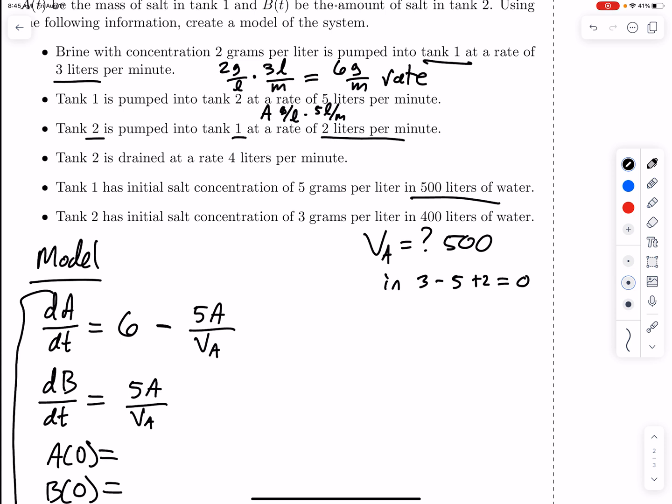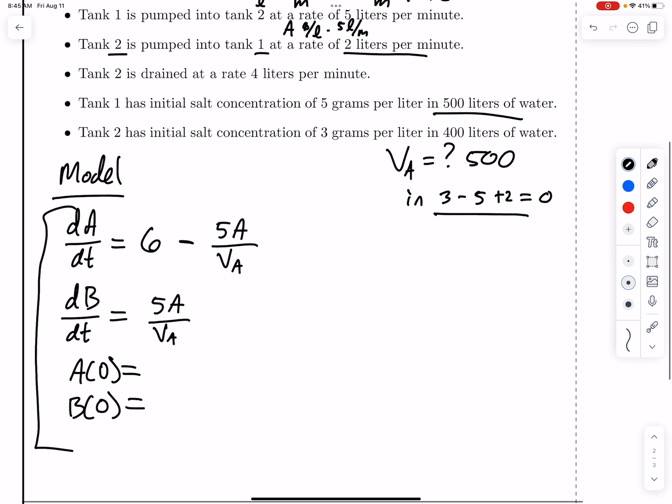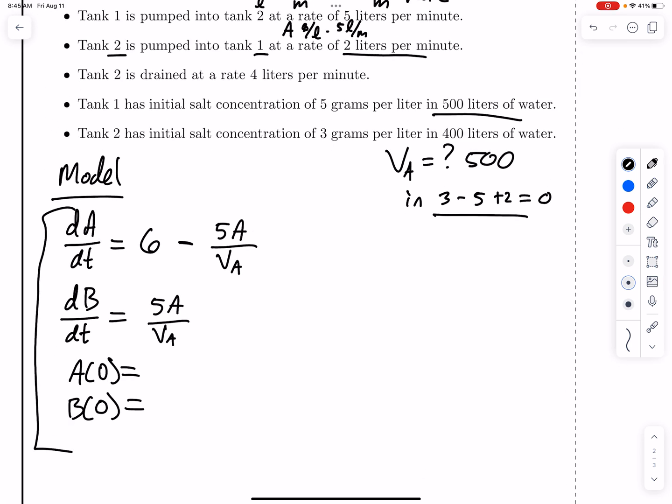Okay? Because it's 3 in, 5 out, 2 in. So the change is 0, so it's going to stay at 500. So volume of A is going to just hold at 500. So I'm going to just write 500 where I had the volume of tank A. 500 and 500 there. Okay. All right, let's keep going.